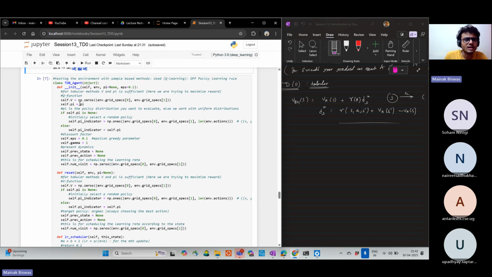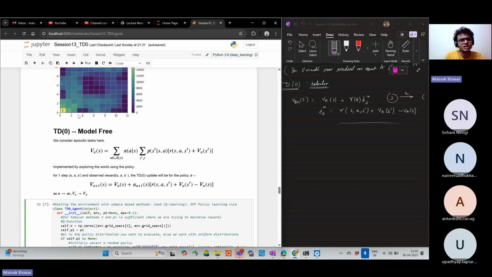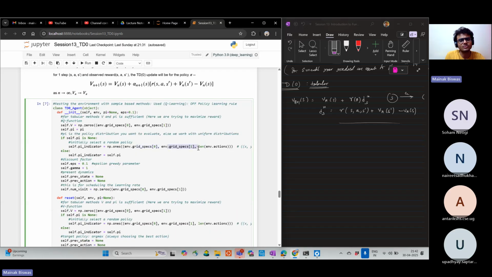So what did I say? If the policy is given to me, I keep the policy fixed. If the policy is not given to me, I select a policy where this is the x coordinate of the grid world, this is the y coordinate of the grid world, and this is the actions that I can select: going up, down, left, right. I select a uniform policy if nothing is given.